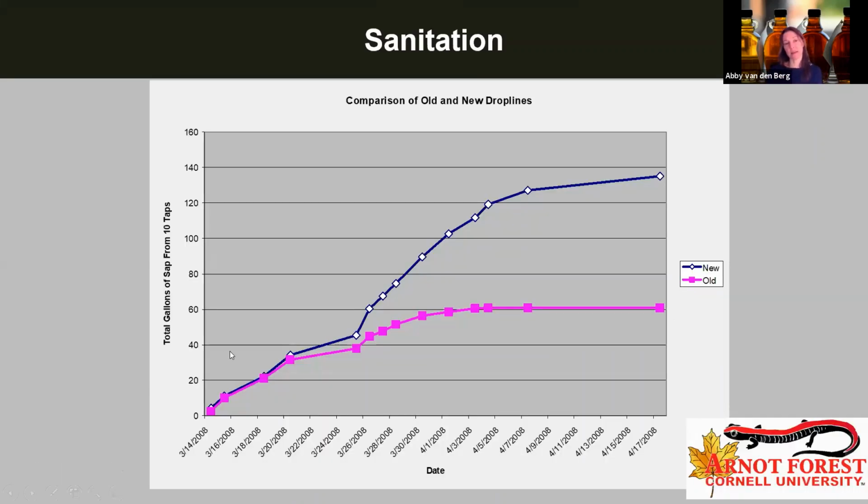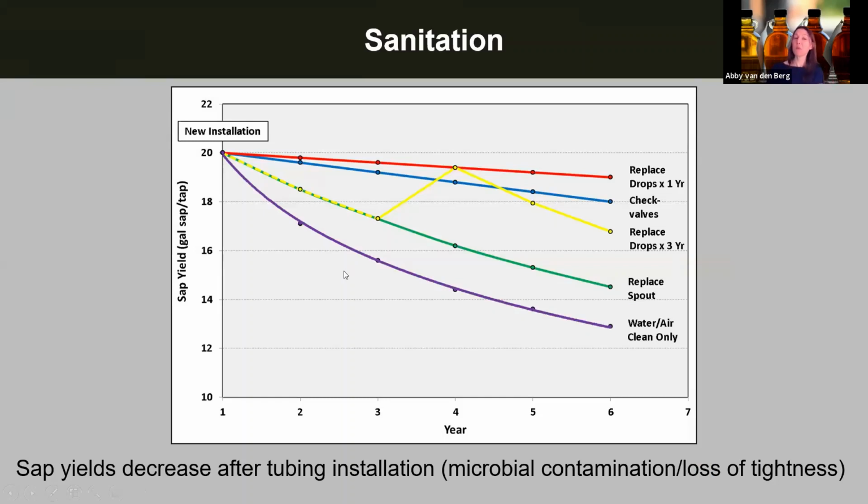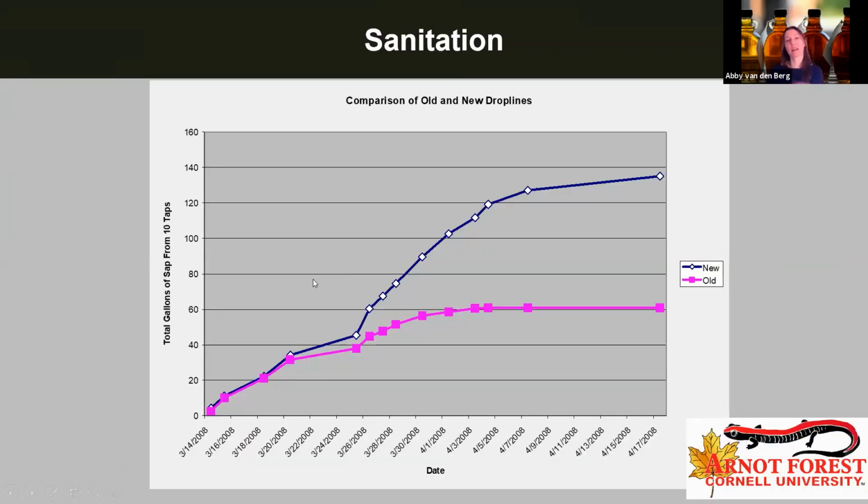We can see the same thing, this is over years, but we can see the same thing over the course of a season. This is a graph from Steve Childs at Cornell comparing the yields from new and old drop lines over the course of a single season. You can see that the yields from trees with both types of drop lines start out fairly similarly, but once we get into the season, the yields from the older contaminated drop lines really dropped off relative to the new drop lines. Again, some of this is from loss of tightness, but lots of it is also due to microbial contamination.